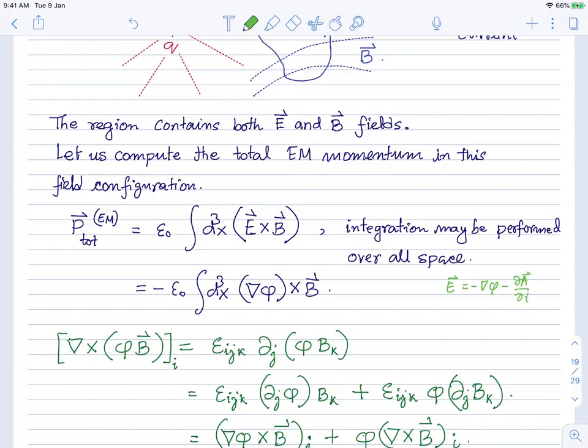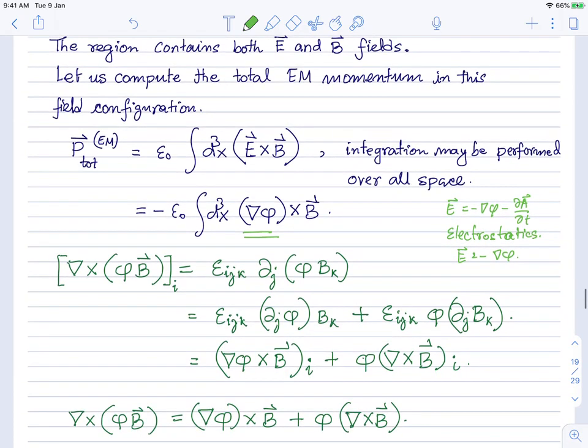That is there. But again, because it's electrostatics, therefore E can be simply given by minus grad phi. Okay, so because this is electrostatics, this is the expression that we are going to use. So you are going to use all the expressions in electrostatics and magnetostatics. Okay, so this is the expression. Now let us simplify this term.